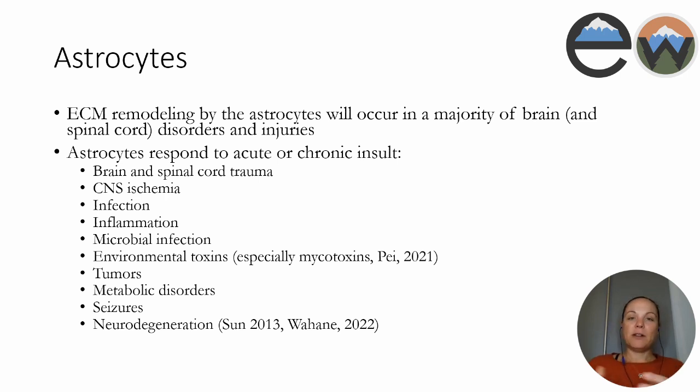Ischemia, or lack of oxygen within the central nervous system, there can be many different issues or reasons for that. Infection, any type of infection, really, anything that causes inflammation within the neurological tissue. Okay, microbial infections, environmental toxins are a big one, especially mycotoxins, with neurological inflammation. But there's also viruses, there's tick-borne pathogens and things like that.